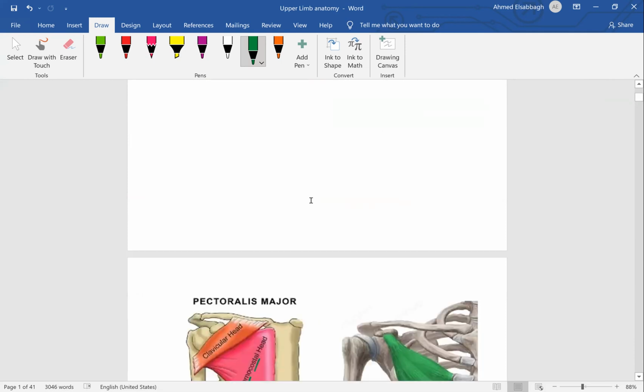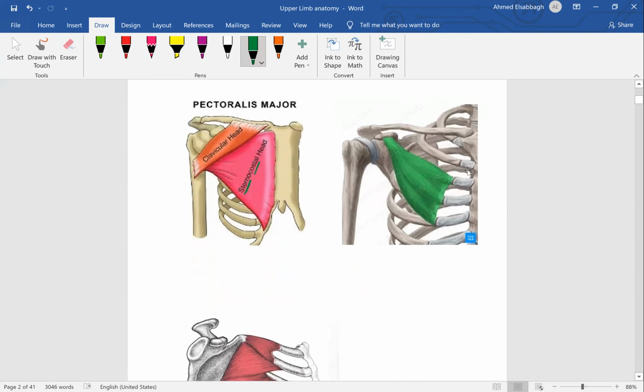Let's shift to pectoralis minor, whose origin is, by the way, just for reading. It originates from the outer surface of the third, fourth, and fifth ribs, and it is inserted into the coracoid process. I told you before that we have three muscles attached to the coracoid process. This is the first one, pectoralis minor.